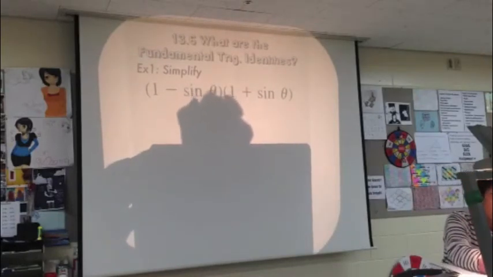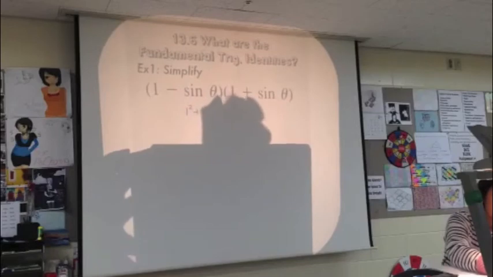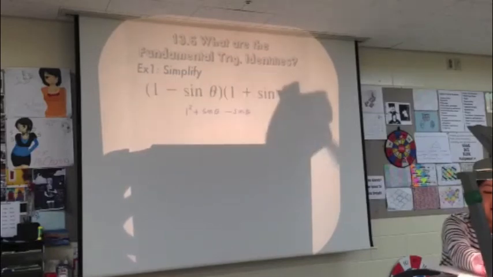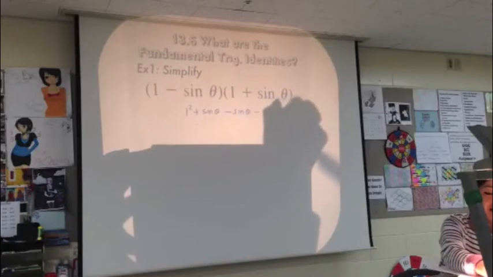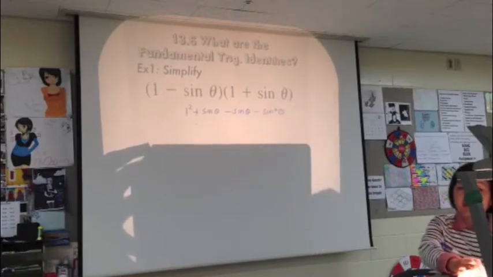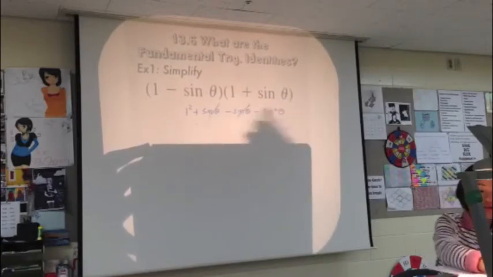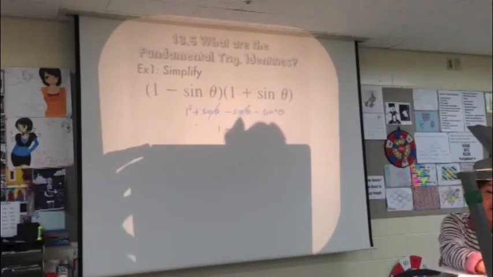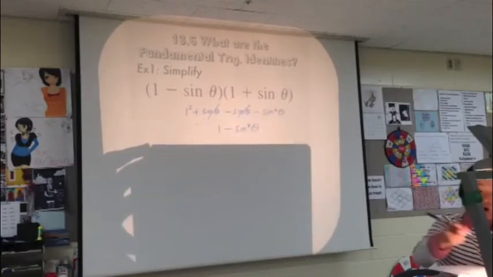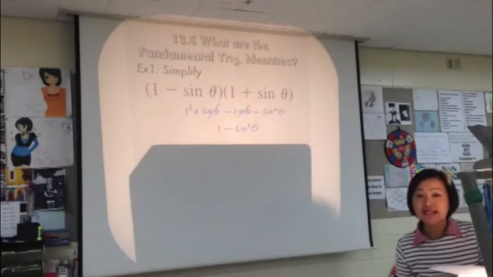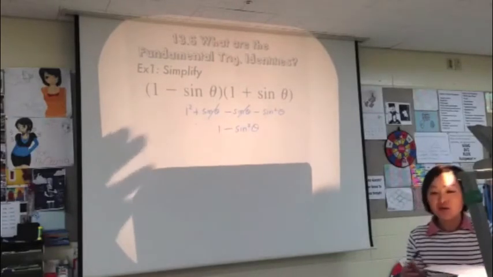I get 1 squared plus sine theta minus sine theta, all I'm doing is distributing, right? And then I get minus sine squared theta. And what happens here is, hiya, these go away, so you're left with 1 minus sine squared theta. Oh my gosh, isn't that part of the trig identity? Oh yeah, the Pythagorean identity.